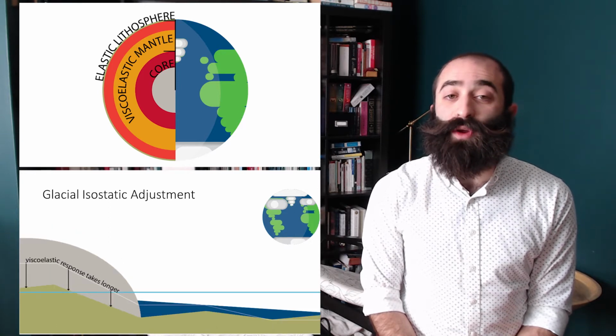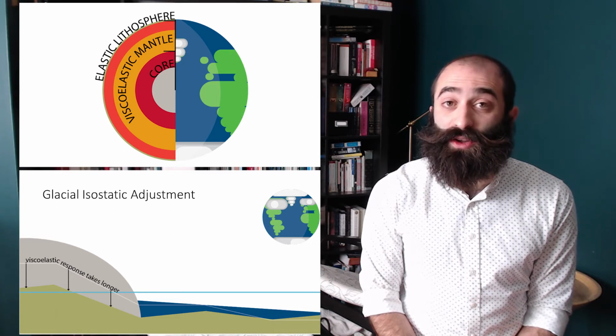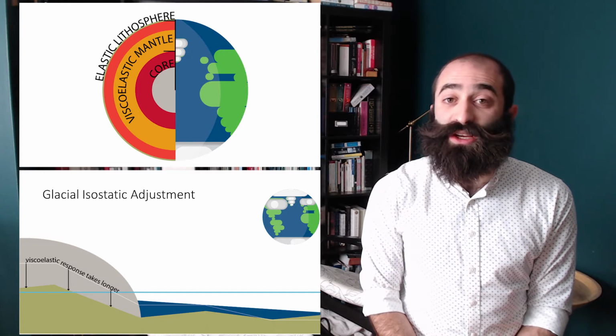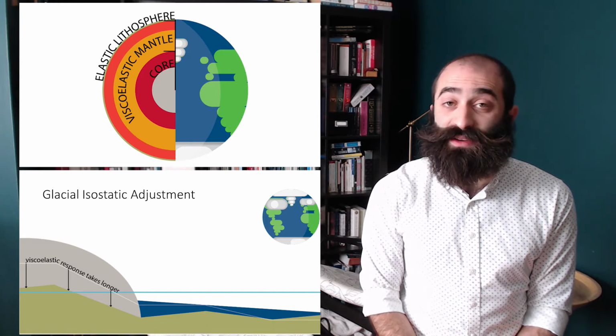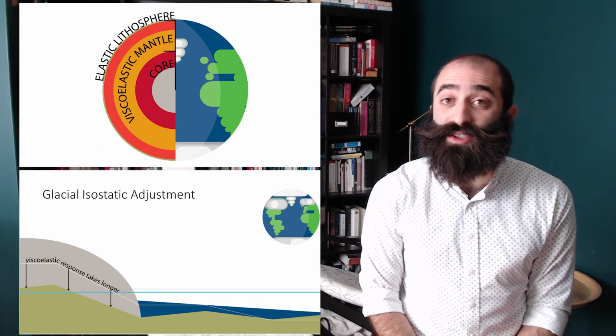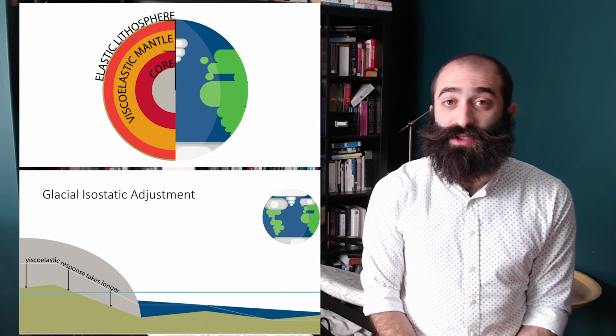Mantle material flows away from under the mass, causing the surface to subside to get closer to the Earth's center of mass. Isostatic equilibrium is achieved when the mass of mantle material displaced equals the mass of the ice, with some caveats for the elastic support of the lithosphere. When the ice melts, the process reverses.